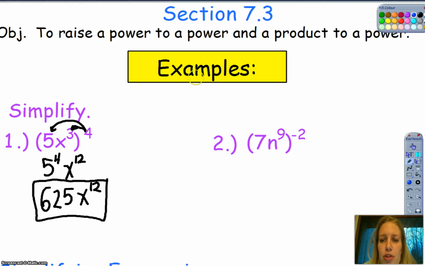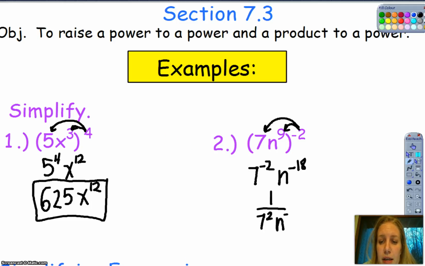Okay, the next one, we're going to distribute a negative 2 to all of this. So this becomes 7 to the negative 2. And this becomes n, and we do 9 times negative 2 is negative 18. Okay, we have to make all of this positive, so it becomes 1 over, and we bring everything into the denominator, 7 squared, and n to the, now it's going to be positive 18. And then one last step, we make it 1 over, 7 times 7 is 49, and n to the 18th power.